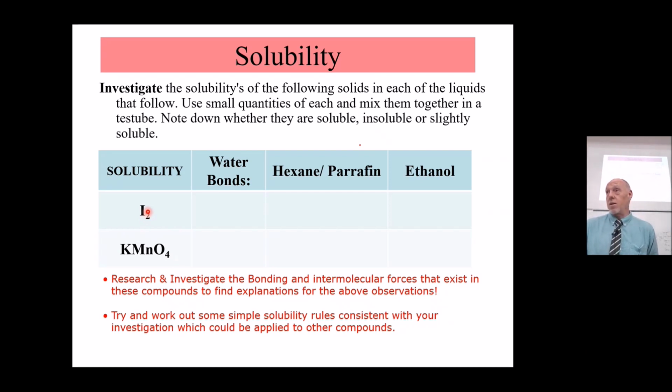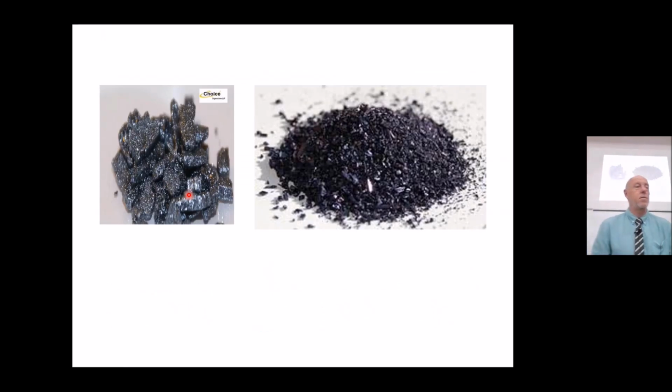What do they physically look like? Okay, I've actually got a slide here, I think, where I'll show you what they look like. There we are. That's iodine and potassium permanganate. I don't even know which is which. I think this is potassium permanganate, and I think this is iodine. And they look very similar.